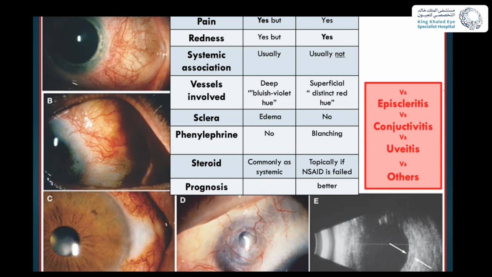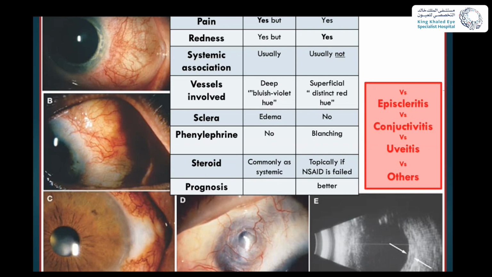So the more critical differentiation is between episcleritis and scleritis, which is tricky. Even for us as experts, sometimes we don't know exactly if this is episcleritis or scleritis. But pain in scleritis is usually dull, aching, and more tender. I touch the eye, the patient will jump. But that is mostly scleritis.